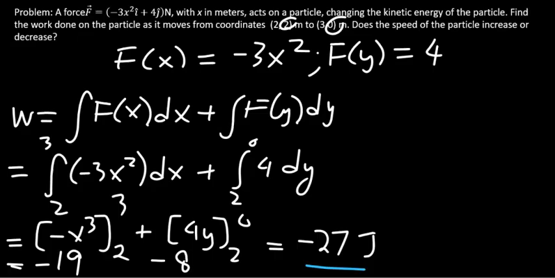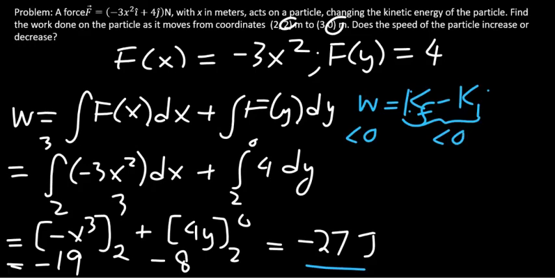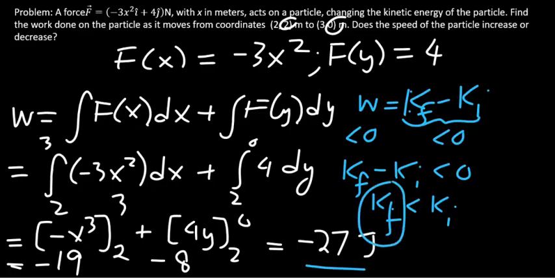So that is the work done. Now using the work-energy theorem, we know work equals the final kinetic energy minus the initial kinetic energy. In this case, the work is negative, so the right-hand side is also negative. So Kf minus Ki is negative, which means Kf is less than Ki. The final kinetic energy is less than the initial kinetic energy, which directly indicates the speed of the particle decreases after the work is done. And that solves the problem.